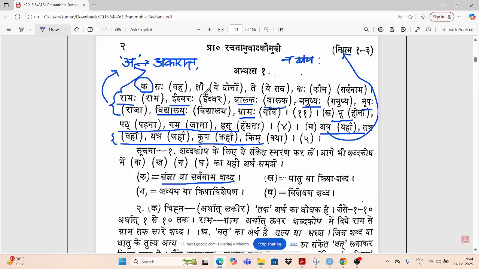For example, and this is the sanketa that we would use all over. So whenever I say ka, that would be sangya and sarvanama. Kha, which is here, if you look at it, is dhatu or kriya shabda. Ga is avyaya, which is atra, tatra, yatra, kutra, kim. So these are a few things that we will always keep looking at.